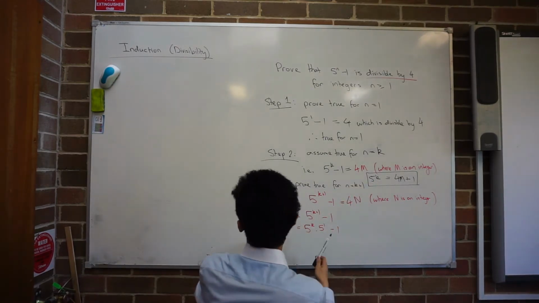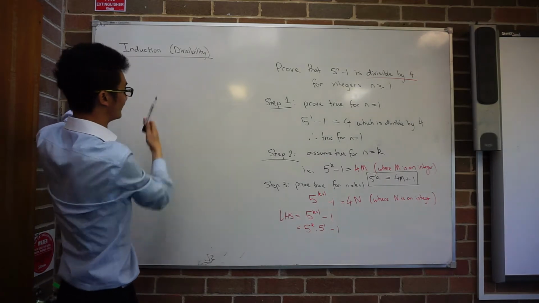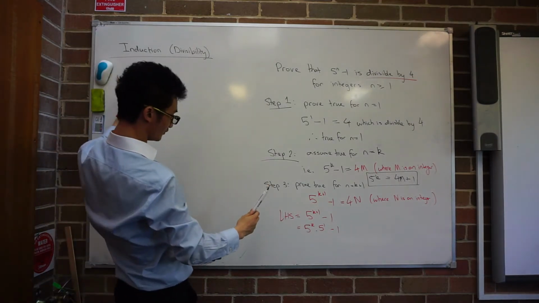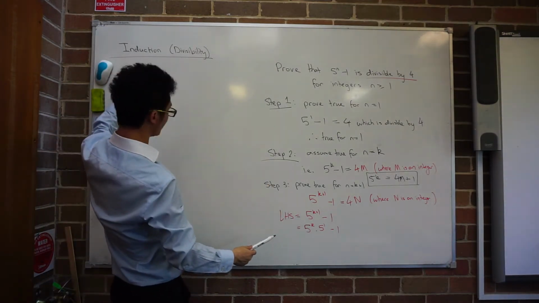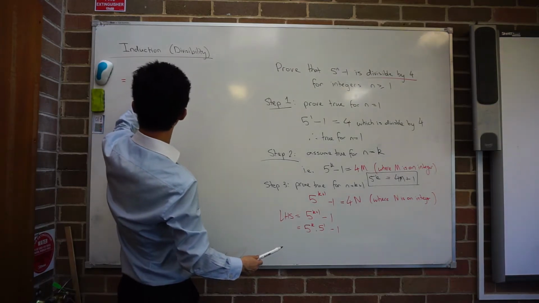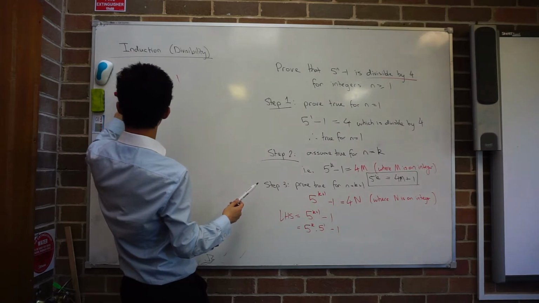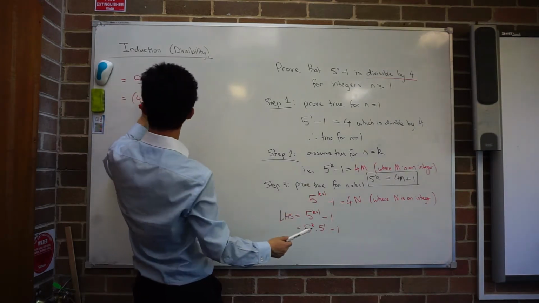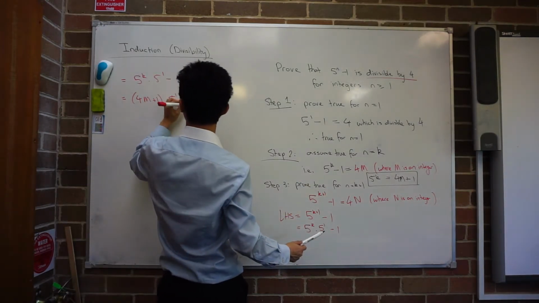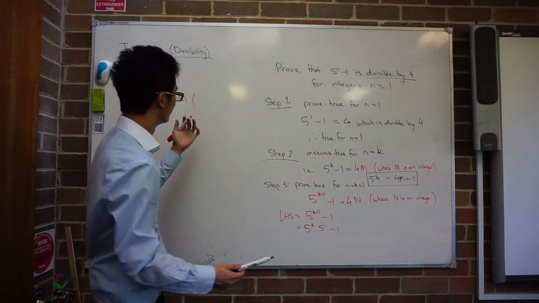Alright, so let's go back up here now. So I'm running right to left, but so that equals 5 to the k times 5 to the 1 minus 1. And so instead of 5 to the k, I can just substitute what I had over there, 4m plus 1 multiplied by 5 to the 1 minus 1. And just say where you got that from, right? We got that from step 2.